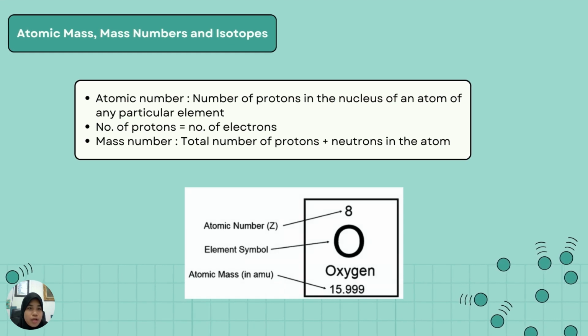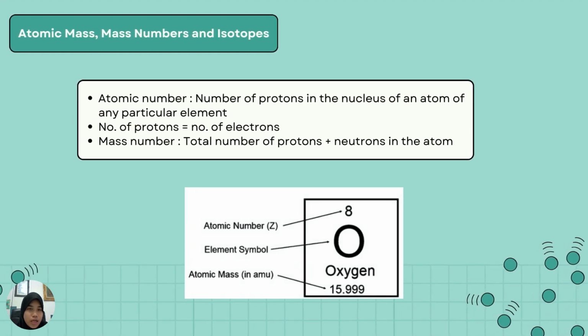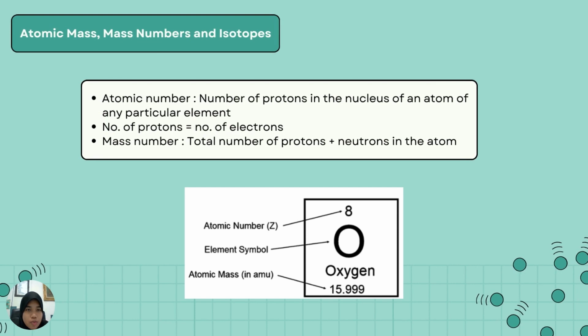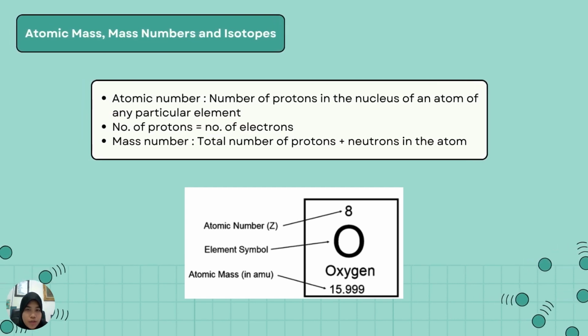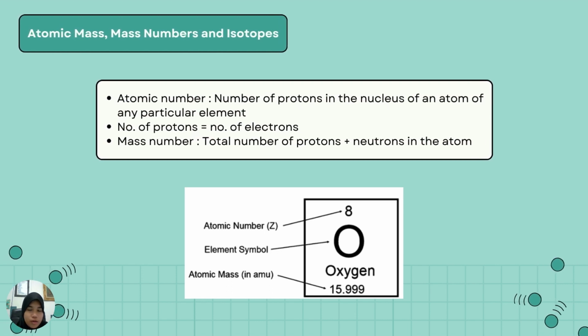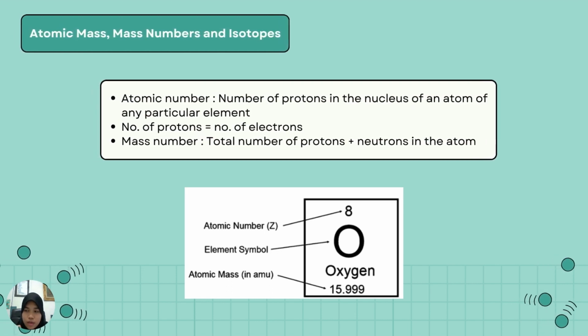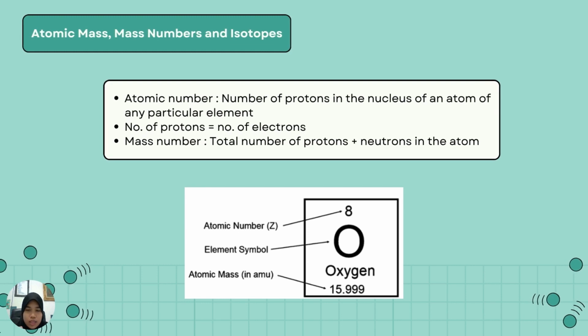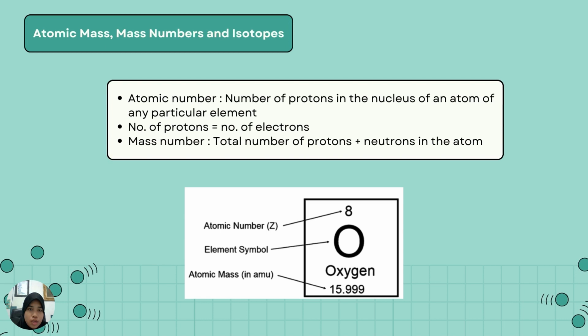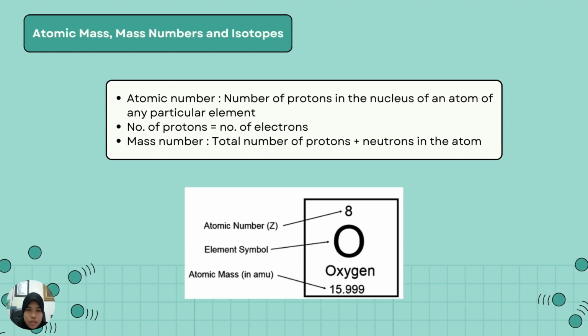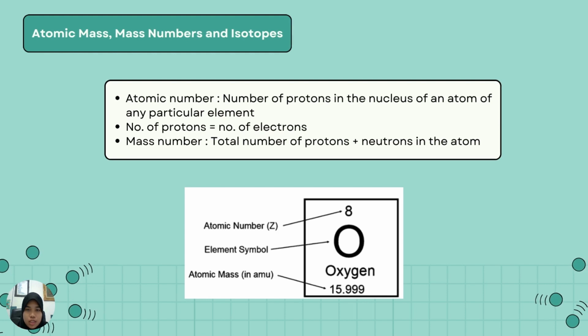Now we discuss atomic number, mass number, and isotopes. Atomic number is the number of protons in the nucleus of an atom of any particular element. Other than that, you should know that the number of protons is equal to the number of electrons. Usually, the mass number is measured by calculating the total number of protons and the number of neutrons in the atom.